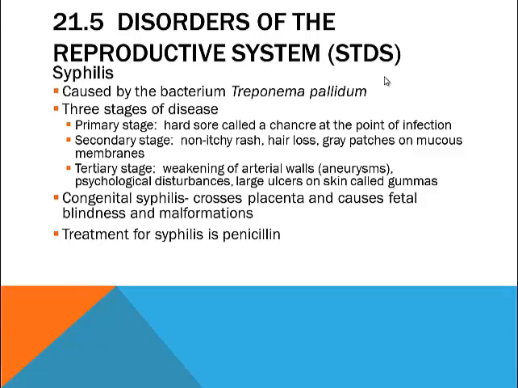Syphilis is our next reproductive system disorder. Syphilis is our third bacterial infection caused by the bacterium Treponema pallidum, which is an actively motile corkscrew organism. There are 3 stages to a syphilis infection. During the primary stage, a hard sore called a canker develops at the point of infection. The canker can go unnoticed and heal spontaneously.